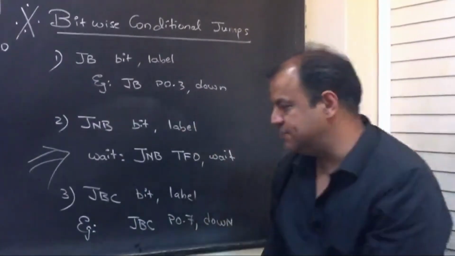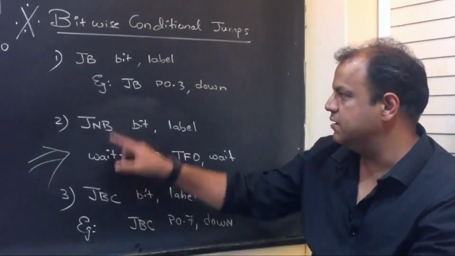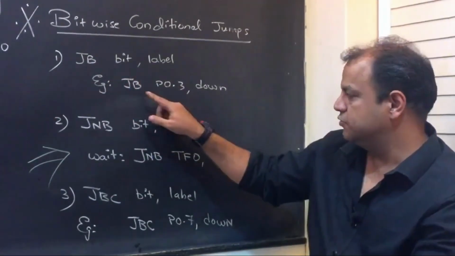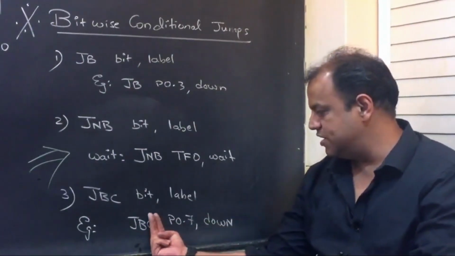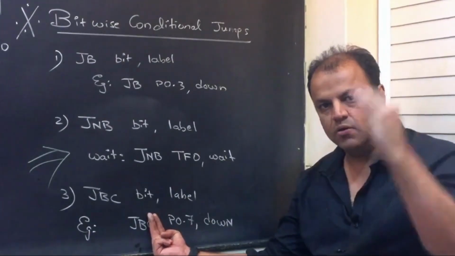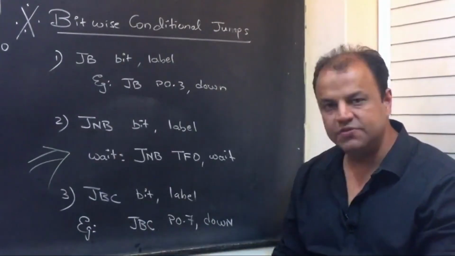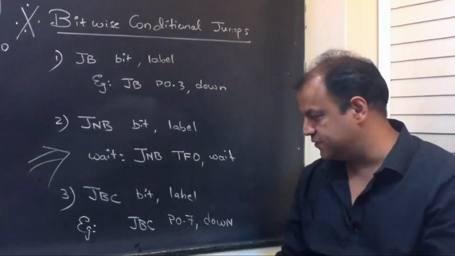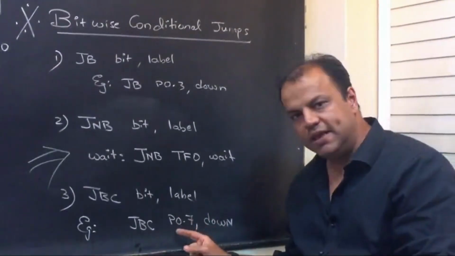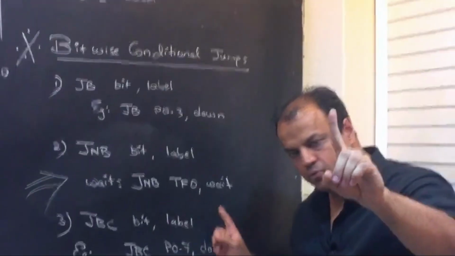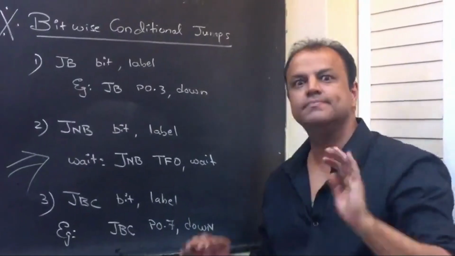Now look here. In this context, it means the same thing. I'll explain to you. JBC, don't look at C right now. Just look at JB. What is JB? Jump if bit. JB P0.7 comma down. So if P0.7 is 1, only then the program will take a jump to location down. Tell me, do you understand that much? Now what is JBC? It's a double action instruction. It'll do two things, not only jump if bit and clear. So only if this bit is 1, the program will take a jump to location down, and while jumping will also clear the bit. Did you understand?